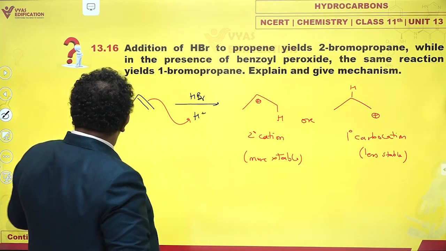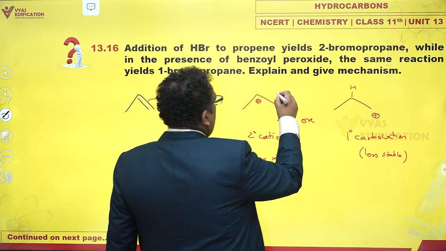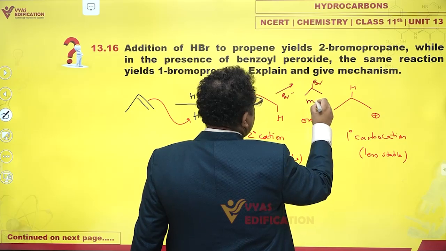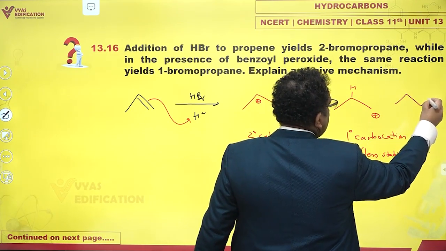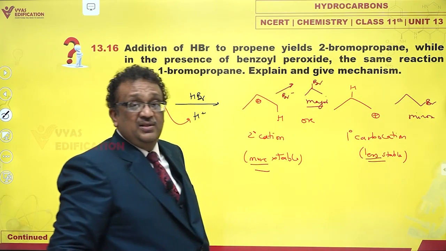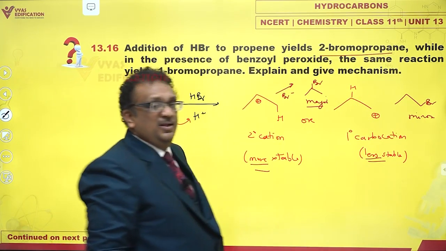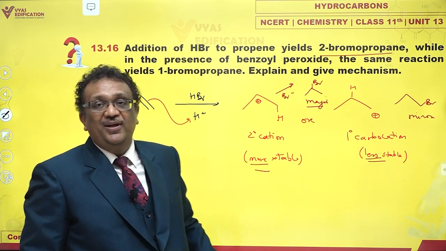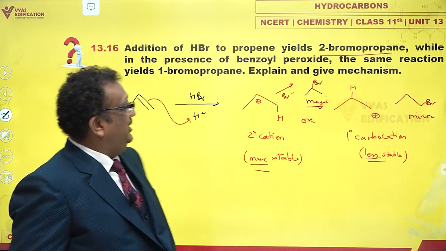Yes. So what happens is, in step 2, if you add Br-, I get this as the major product. Why? Because this is more stable. And I'll get this as the minor product because this is less stable. This is the reason for obtaining 2-bromopropane when HBr is added to propene, due to electrophilic addition reaction. This is the mechanism for electrophilic addition, right?